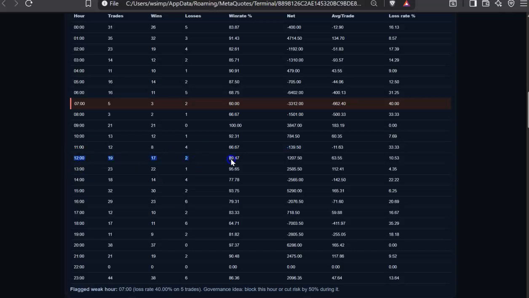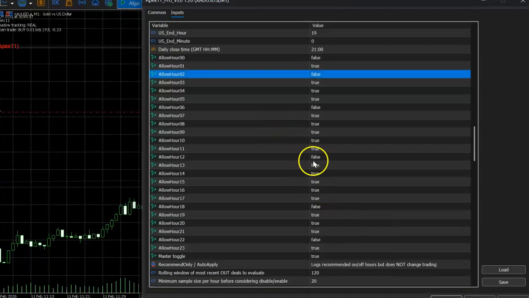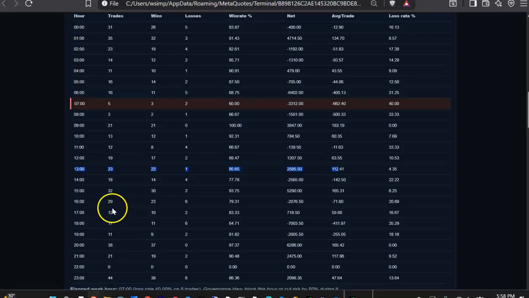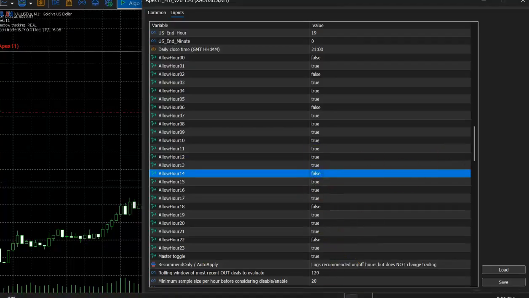12, so we can see 12 here is a good trading hour. 17 wins, 2 losses. We'll keep that in. Similar to 1 o'clock. So 12 and 1 are good. So if we go here, 12 is true, 1. Then we look at 2. So 2's had 18 trades, 14 wins, 4 losses. Loss rate is 22%. Kind of want to keep that out for now. So we'll go 2 o'clock off.